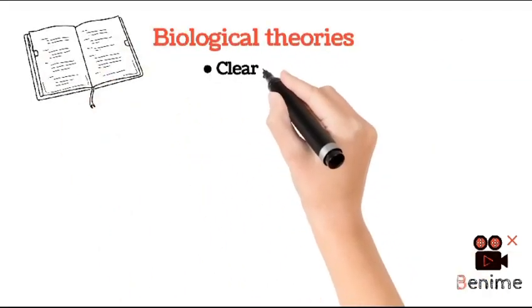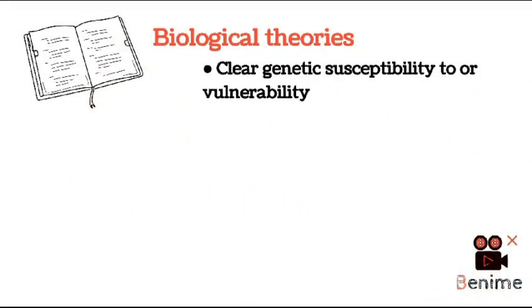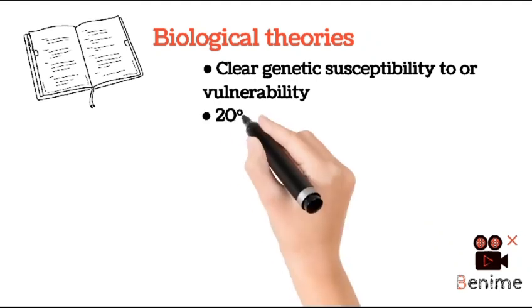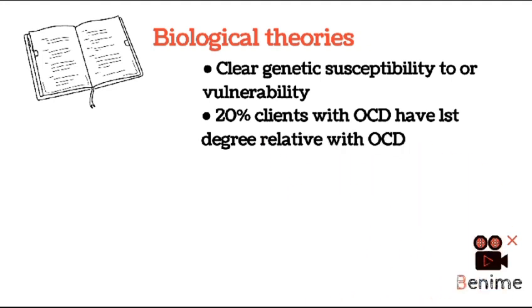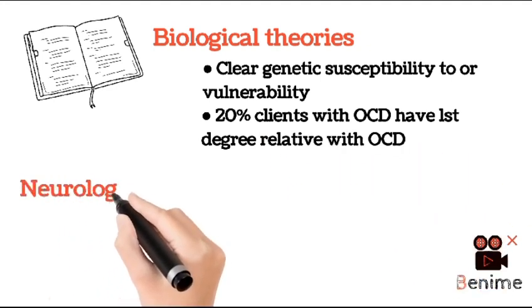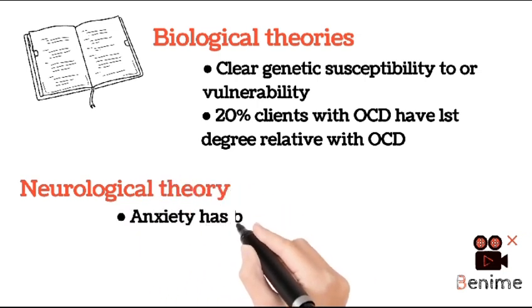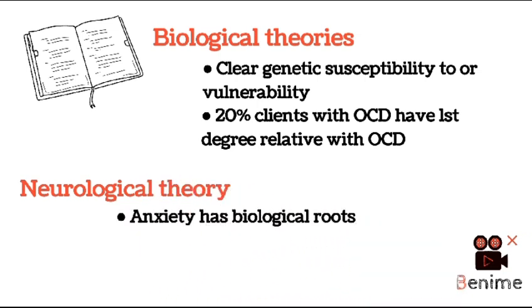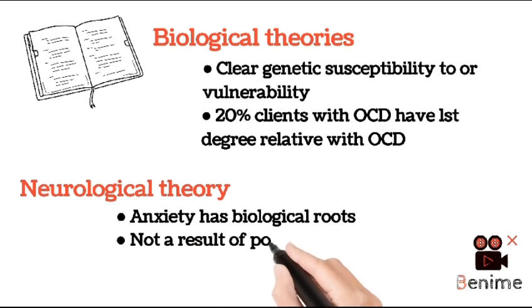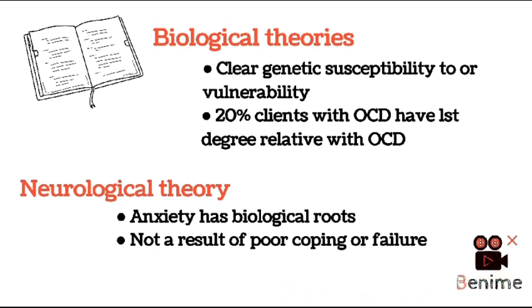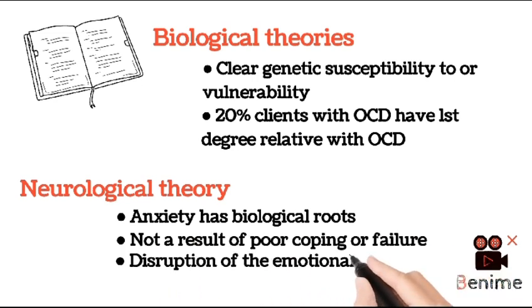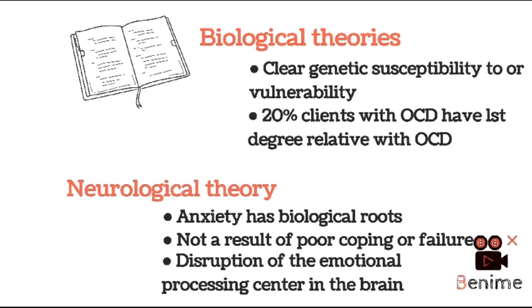Biological theories. Research shows there is a clear genetic susceptibility or vulnerability, but more research is necessary. 20% of clients with obsessive-compulsive disorder have a first-degree relative with OCD. Neurological theory. Teach your clients that anxiety has biological roots. It is not a result of poor coping or failure. It is a disruption of the emotional processing center in the brain.